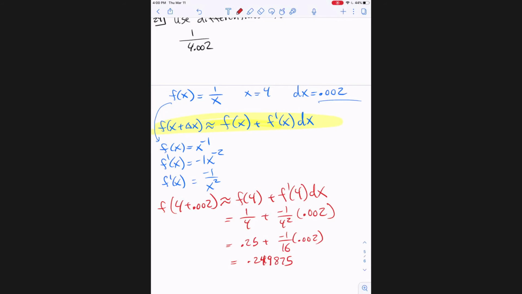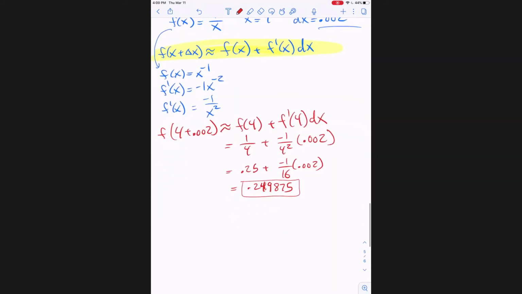Now, it's a very good approximation, because if you just did the old school way, someone who doesn't know calculus, you just give them a calculator and they put this in their calculator. What do you get? 0.249875062. You see how they're pretty darn close. The first 6 decimal places are the same. Actually 7 since it's a 0.